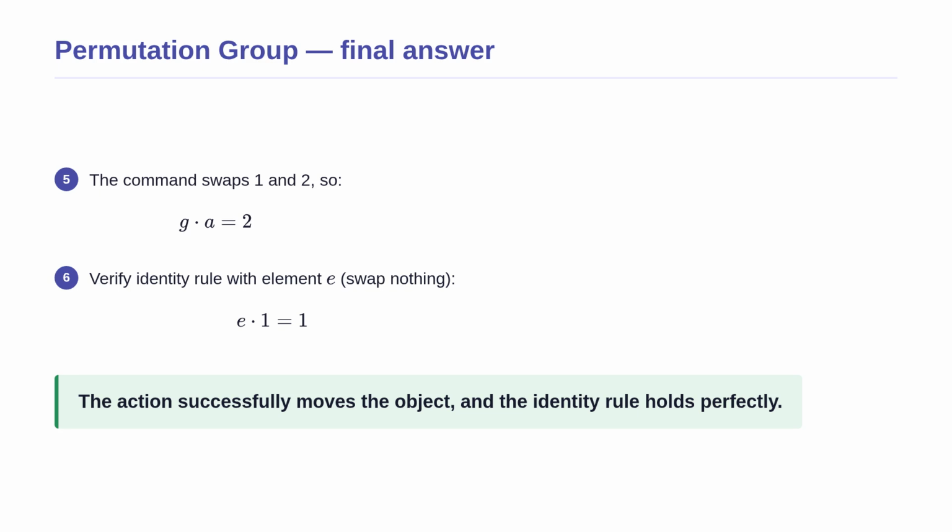Next, we quickly verify the identity rule. The identity element E tells us to leave all numbers exactly where they are. Applying E to the number 1 returns the number 1. This physically shows how an abstract shuffling group acts on a concrete set of numbers, and our final answer confirms the rule holds perfectly.